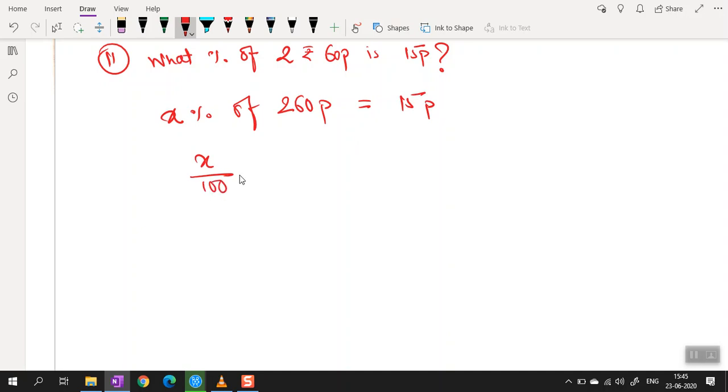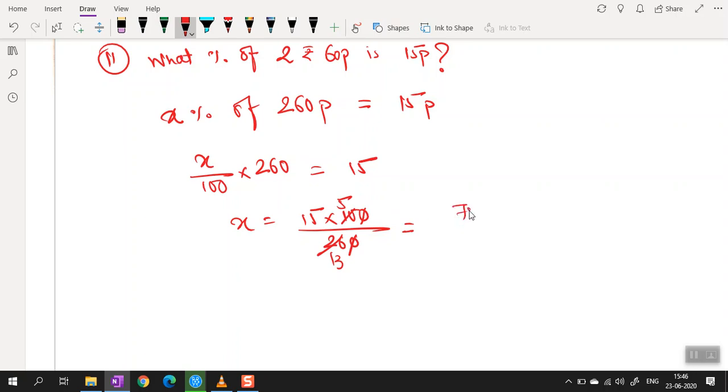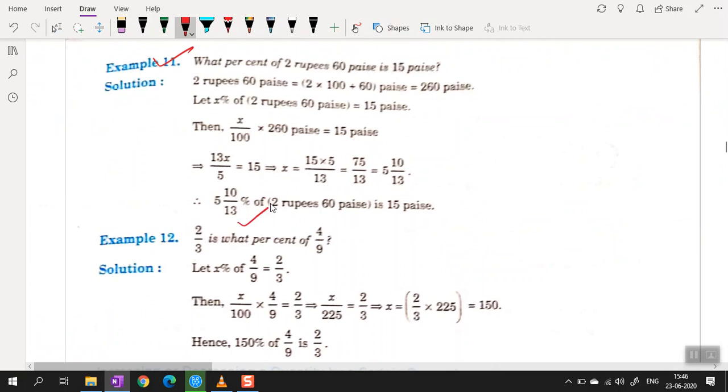So x upon 100 multiplied by 260 is equal to 15. So x is equal to 15 into 100 upon 260. The zeros will cut. 2 13s are 26 and 2 5s are 10. So we are going to get 75 by 13. Let's convert it into a mixed fraction. 13 5s are 65 and 10. 5 10 by 13 percent. That's the answer. Let's check the answer. Perfect.